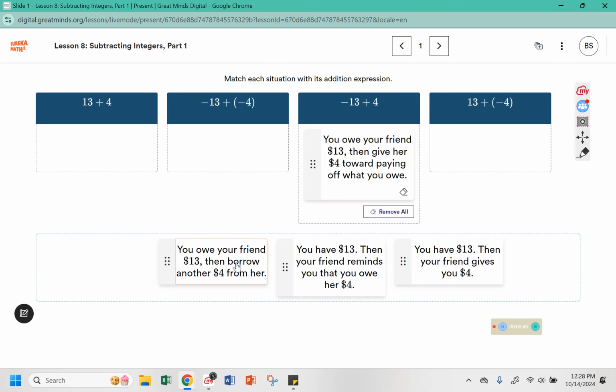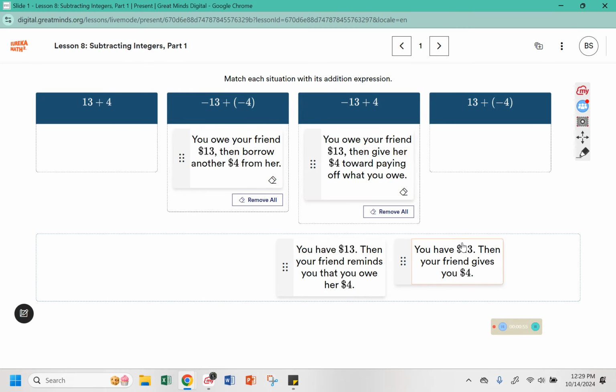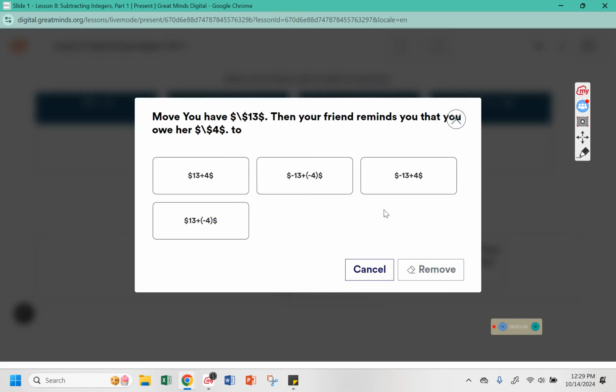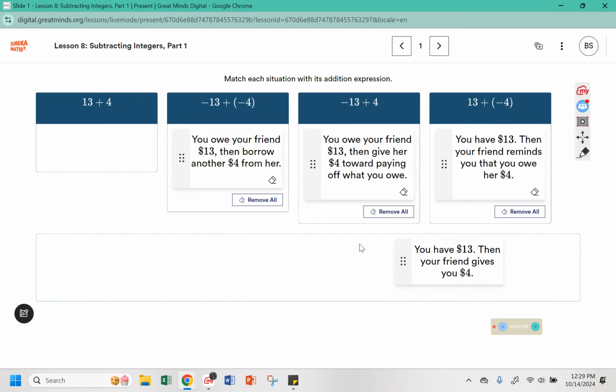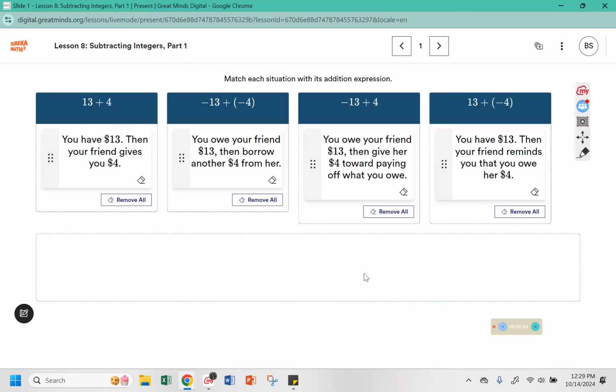You owe your friend 13 and then borrow 4 more from her, so you're going farther into debt. -13 plus -4. You have $13 and your friend reminds you that you owe her $4. So you have positive 13, but now you have to pay 4 back. You had 13, then your friend gives you 4 more, so that's increasing the total amount that you have, both being positive.